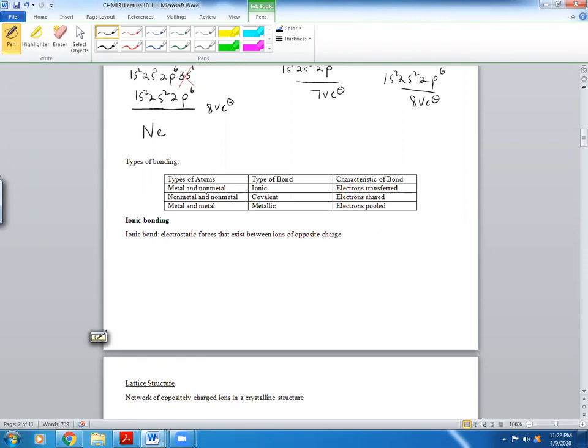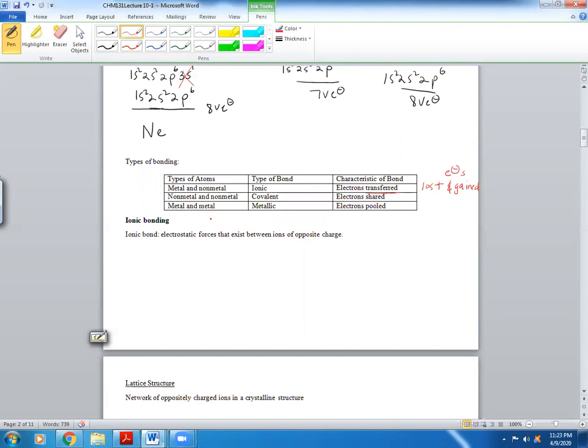If you have a metal and a non-metal, you have an ionic bond, which we talked about back when we did nomenclature. And what happens in here is that electrons are transferred: lost and gained. The second one is covalent bonds. It's between nonmetals and nonmetals. This is where electrons are shared. So it's no longer one gaining and the other losing, but they are actually shared.